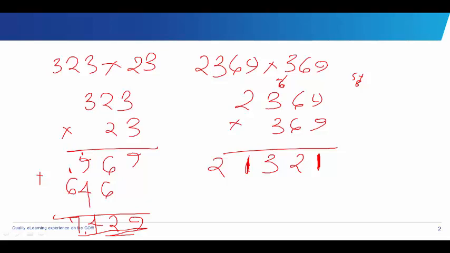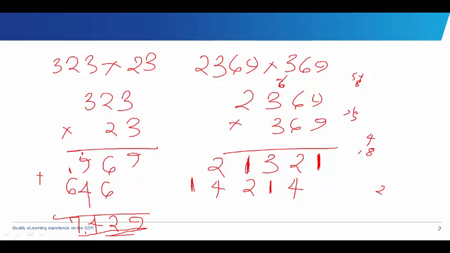Okay, now let's go this way. 6 times 9 is 54. Write 4, carry 5. 6 times 6 is 36. So 36 plus this 5 will give us 41. We'll write 1 and carry the 4. Let's write the 4 here. 6 times 3 is 18. 18 plus this 4 will give us 22. We'll write 2 and carry 2. 6 times 2 is 12. Then add 12 plus this 2 will give us 14.